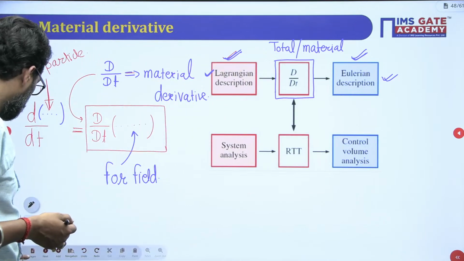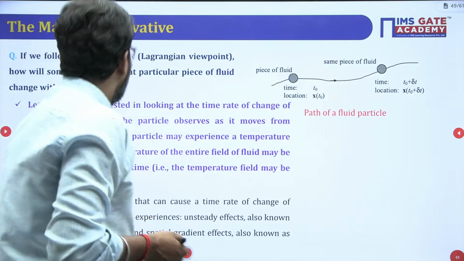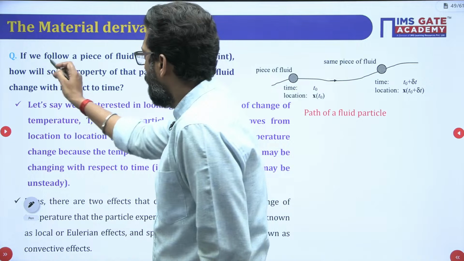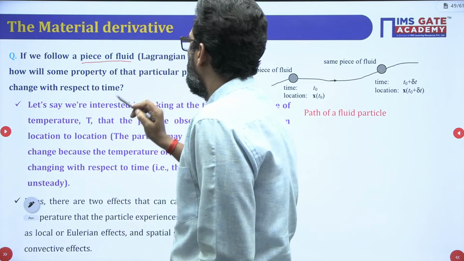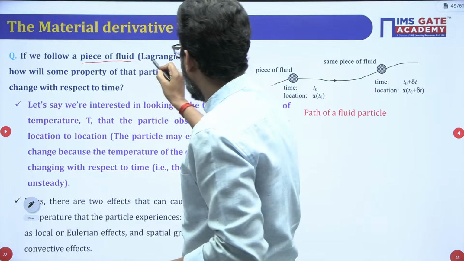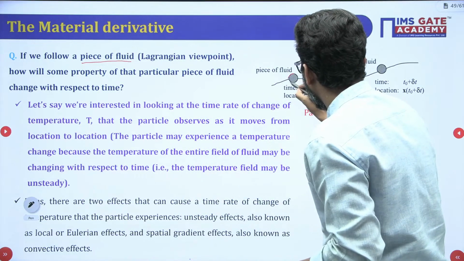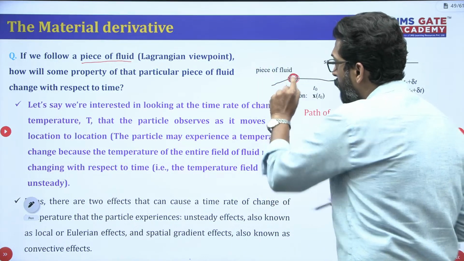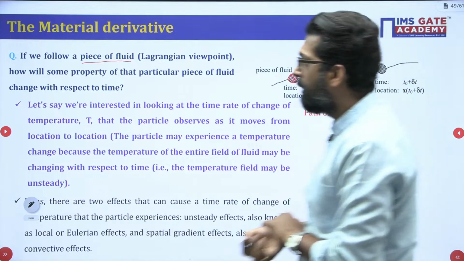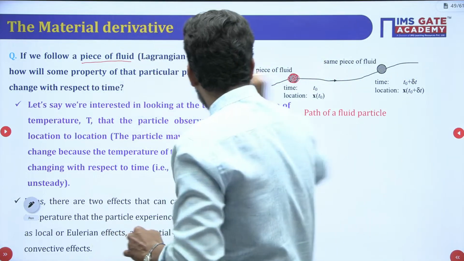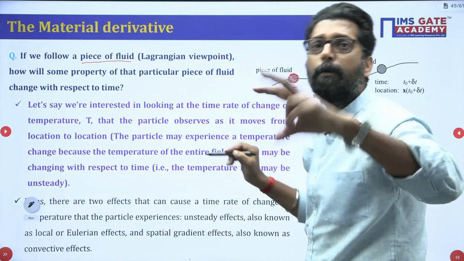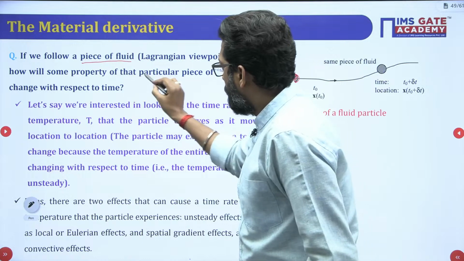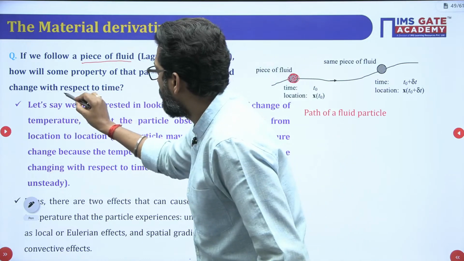Let's suppose we ask ourselves one question. If we follow a piece of a fluid, that is Lagrangian. This is a piece of a fluid and now you have to track this fluid particle. So you are tracking the individual particle, that means the Lagrangian point of view. How will some property of this fluid, let's suppose temperature, density, anything, of the particular piece of the fluid change with respect to time?